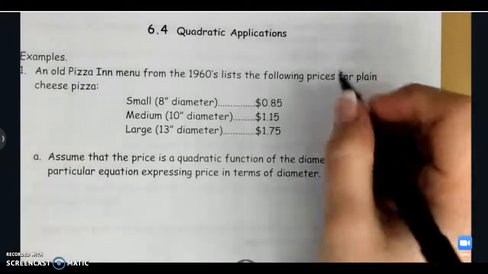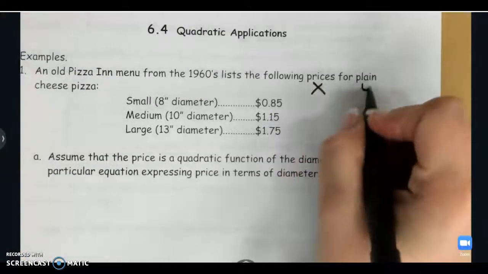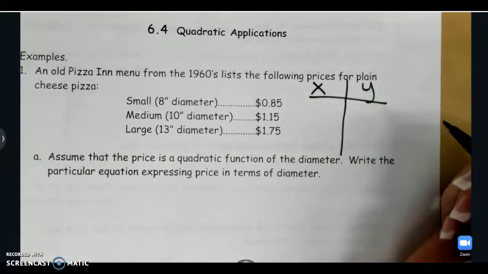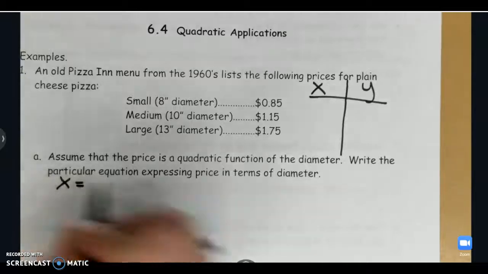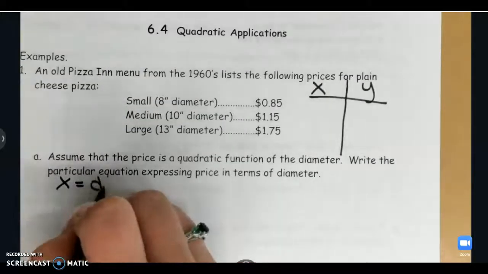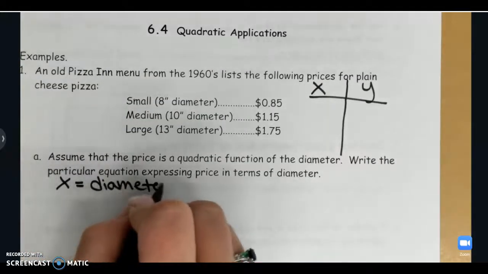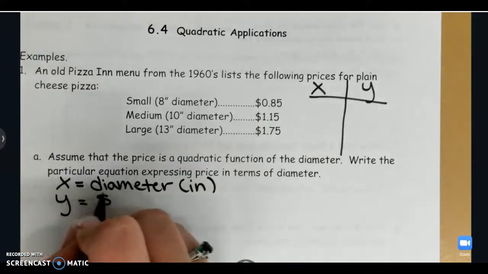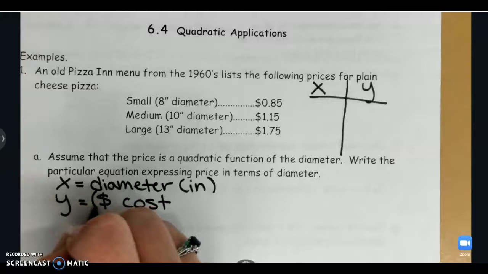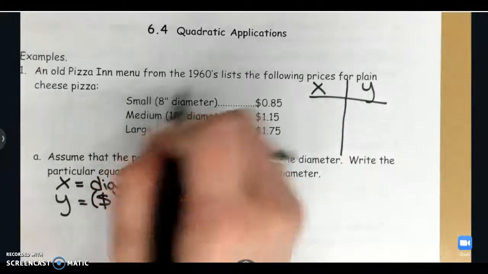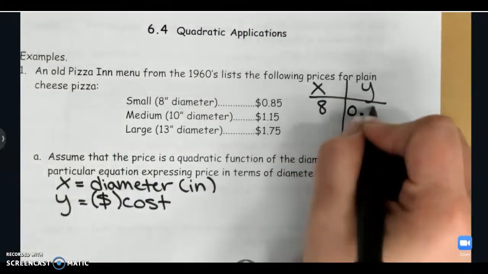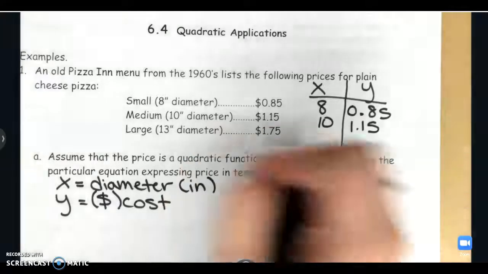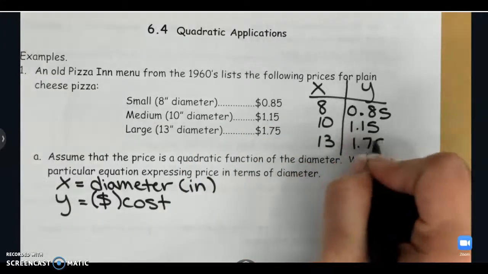So what I want to do first is go ahead and make a table. So my input would be the diameter of my pizza. So I'm going to go ahead and define my variable. So x is the diameter of the pizza, and that is in inches. And my y, my output, is going to be the cost in dollars. So x and y. An 8-inch pizza is 85 cents. A 10-inch pizza is $1.15. And a 13-inch pizza is $1.75.